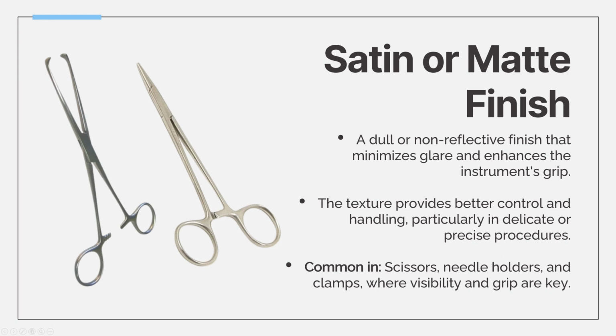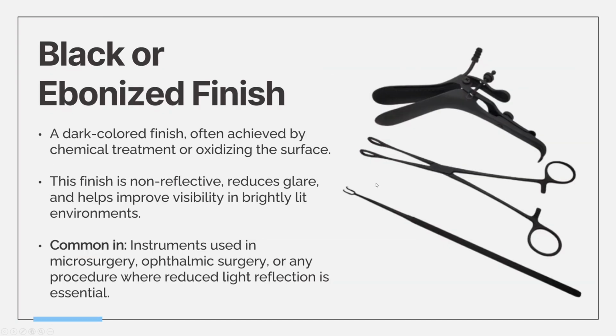And now we have a satin or matte finish. So they have a dull or non-reflective finish. So it minimizes glare, improving visibility, and providing better control, especially in low light or high precision environments. This texture also enhances the instrument's grip, reducing slippage during use. And they are very common in scissors, needle holders, as shown here, clamps, and other instruments requiring enhanced handling, like this Allis forceps.